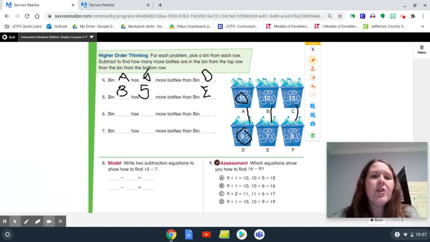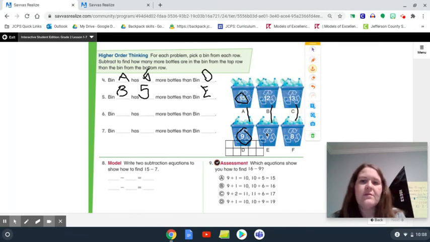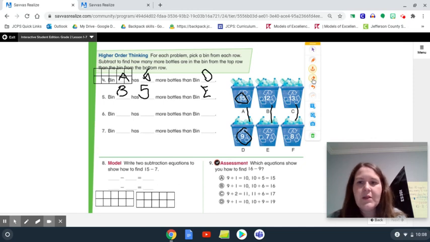Next one. Write 2 subtraction equations to show how to find 15 minus 7. So this is where they want you to make a 10. I'll put my counters in there. All right, so they want 15 minus 7. So let's start with 15 dots.